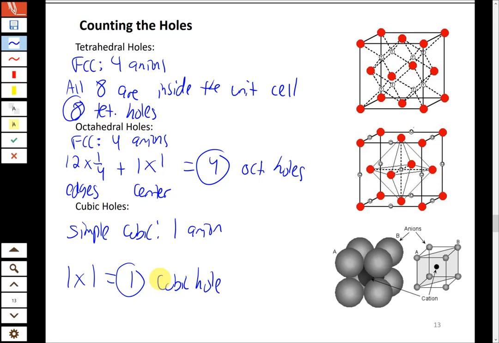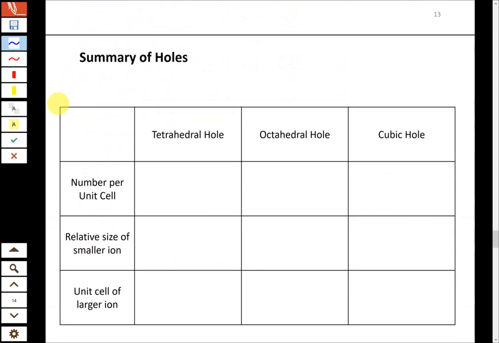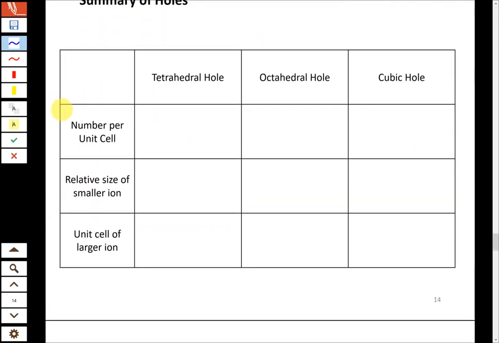All right, so to summarize then, the most important information to know about these different types of holes is, again, what we just went through already, so we'll just summarize it here in more concise form. So the number per unit cell we just determined was 8 for tetrahedral holes, 4 for octahedral holes, and 1 for cubic holes. Again, that's going to help determine the formula of the compound once we start filling those holes. And then we also talked about the relative sizes. So how big does the smaller ion have to be to fit in one of these holes? So it turns out what we saw is that the radius we calculated for the tetrahedral hole was 0.225 times the big radius. And the radius we calculated for the octahedral hole was 0.414.